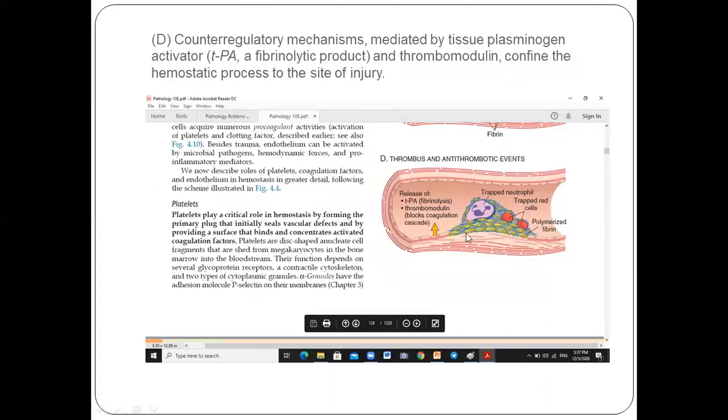Counter-regulatory mechanisms mediated by tissue plasminogen activator (TPA), fibrinolytic products, and thrombomodulin confine the hemostatic process to the site of injury. Release of TPA causes fibrinolysis, and thrombomodulin blocks the coagulation cascade, trapping fibrin polymerization near the site.